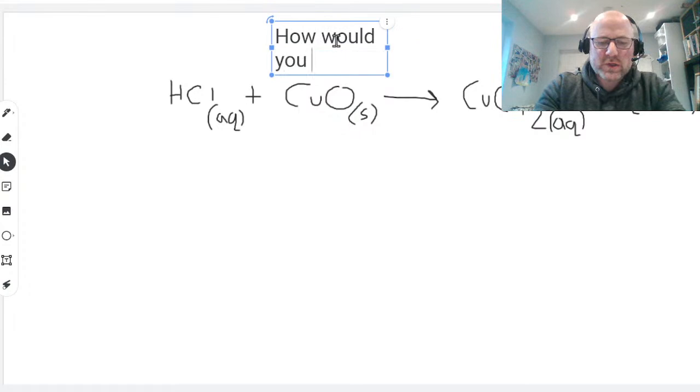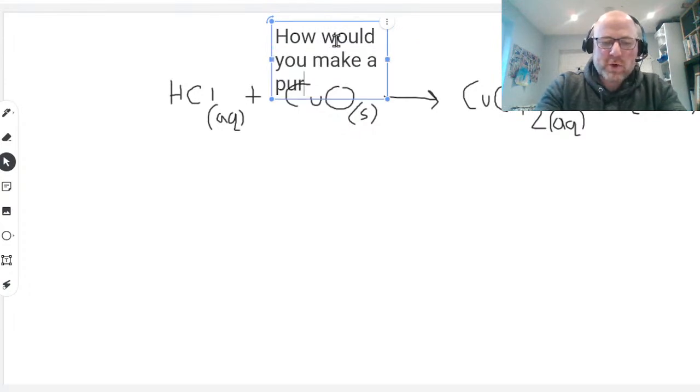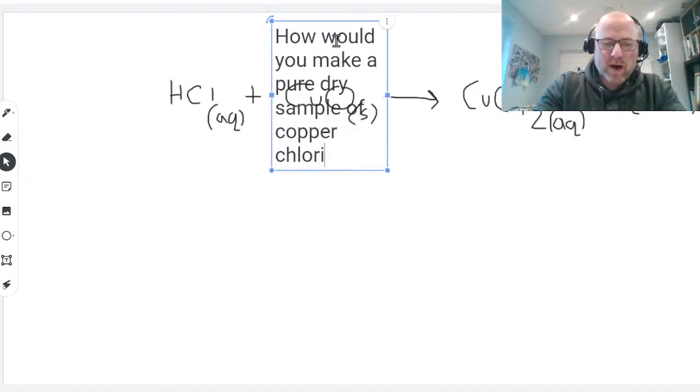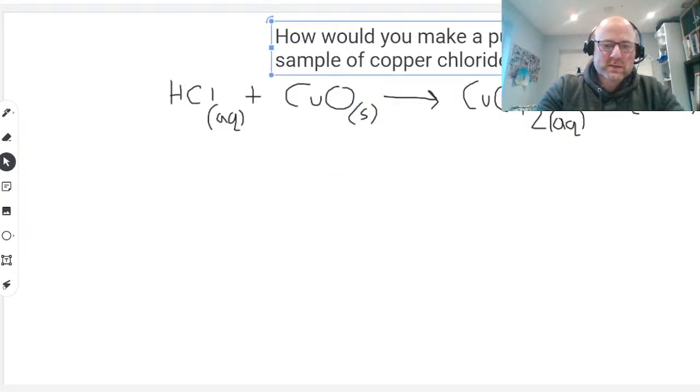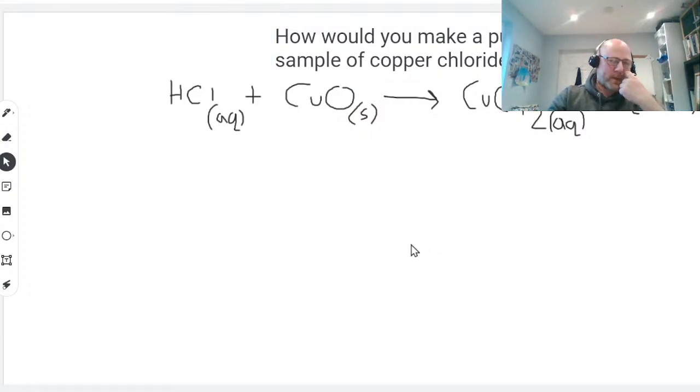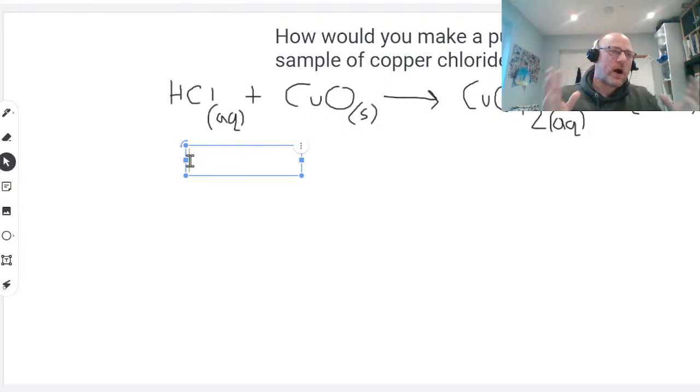How would you make a pure dry sample of copper chloride? That would be 6 marks, okay? So that's a 6 marker. How would you make a pure dry sample of copper chloride? So obviously, if they haven't told us what acid to use, if you can't work it out, just say mix acid and base together.